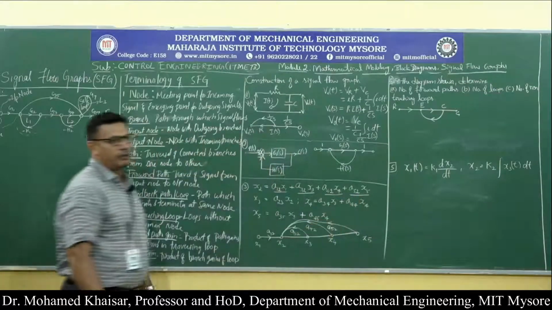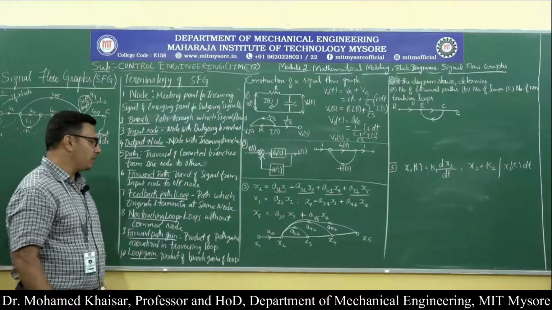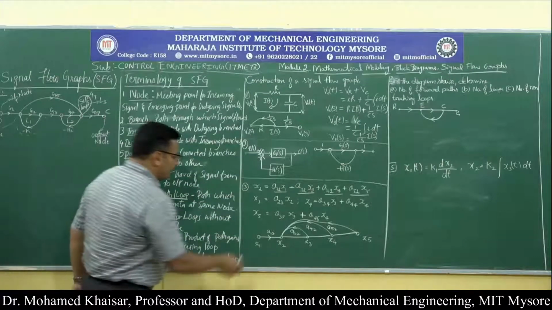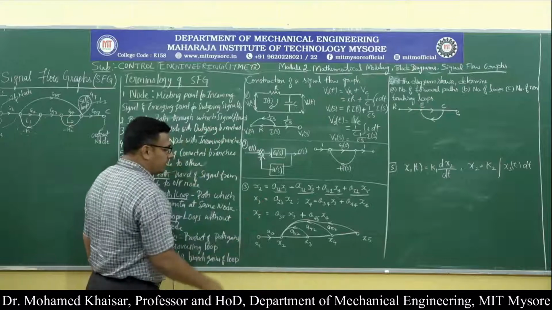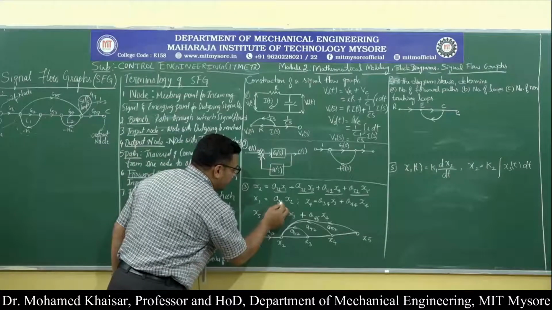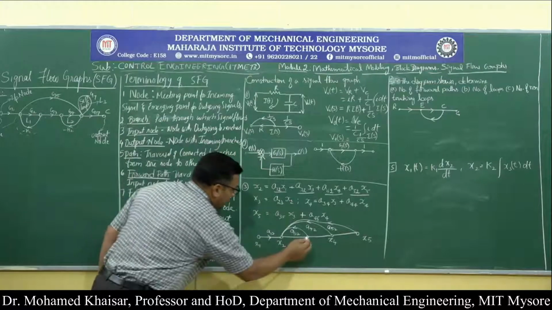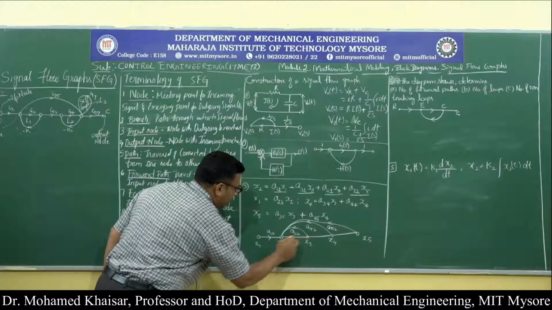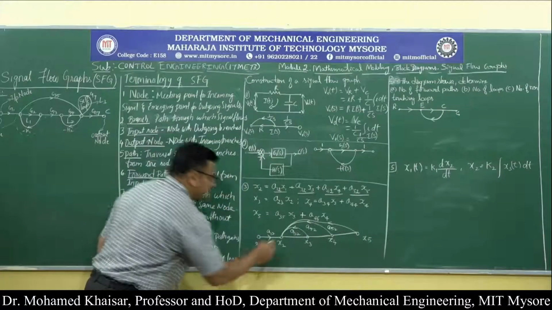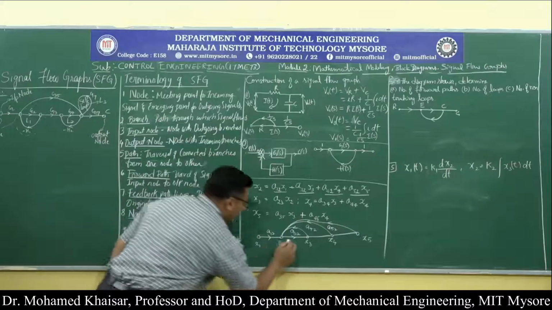The value of x2 has been justifiably drawn with the help of the signal flow graph. Now come to the next term, that is x3. What is x3? It is written as a23 into x2. x3 is a23, that means from 2 to 3 the signal is flowing. The direction is flowing. And what is the gain?